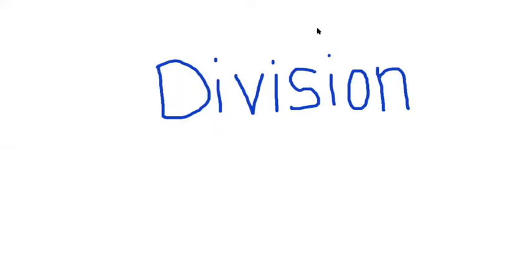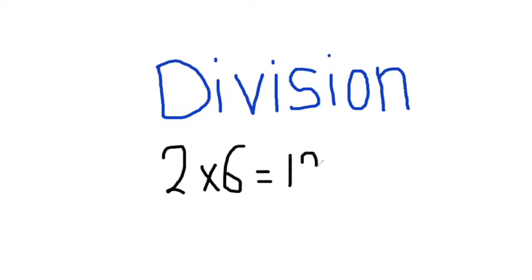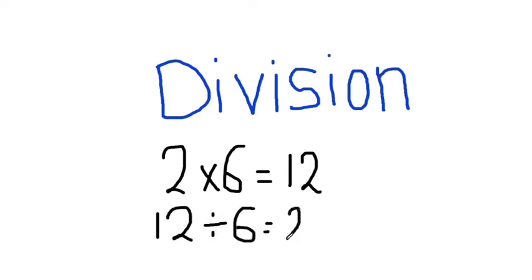So I'm going to put up a simple multiplication table that you all know. So we have 2 times 6 equals 12. Okay, so that's a nice simple one. But if we go underneath, we have 12 divided by 6 equals 2. So if you look closely at all the numbers in these two sums, they are all the exact same, but they're in a different order. So this shows us how multiplication and division are the opposites of each other.